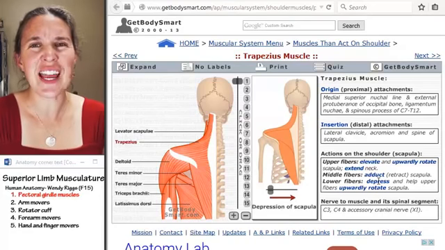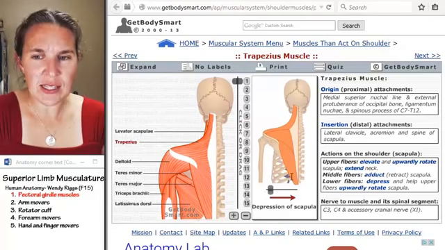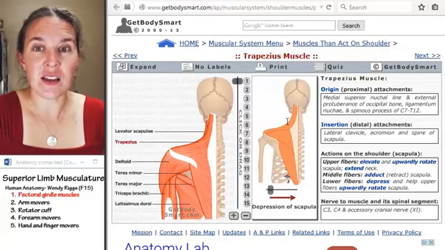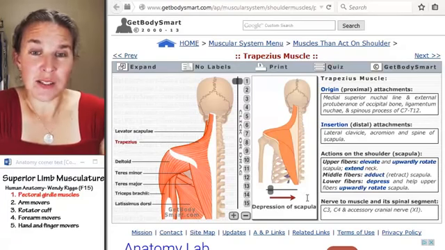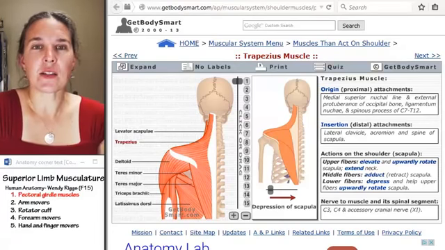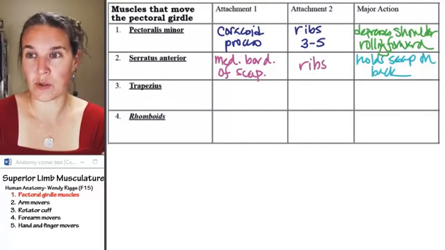Isn't that interesting? So this single muscle depresses the scapula and, I want to say, elevates it. Okay, so let's go put a list on this thing.